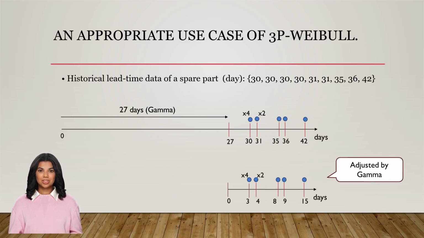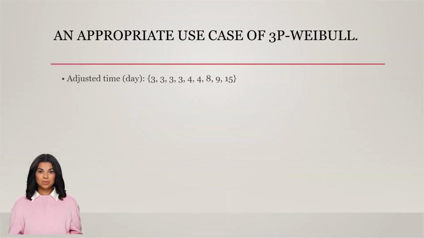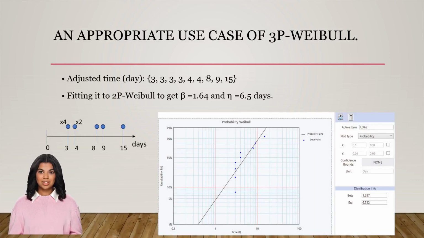You need a distribution to describe the lead time for simulation purposes. As shown here is the historical lead time dataset. You are aware that the admin plus shipment time is 27 days, that is, lead time cannot be shorter than 27 days. You can set the gamma equal to 27 days, and here is the adjusted dataset. Fitting it to a two-parameter Weibull, we get beta equal to 1.64 and eta equal to 6.5 days. So, the distribution can be described using a 3P Weibull with beta equal to 1.64, eta equal to 6.5 days and gamma equal to 27 days.